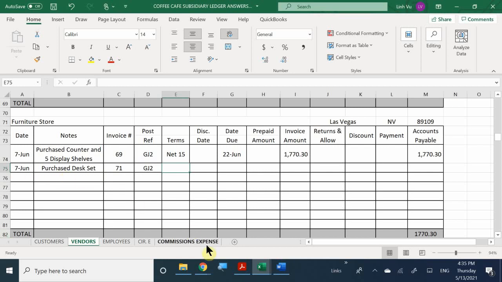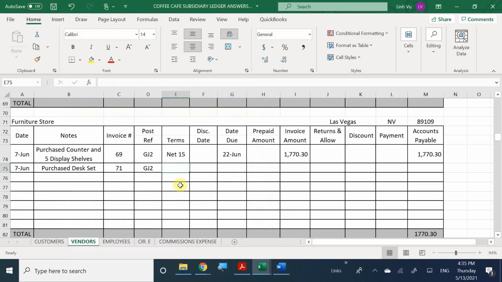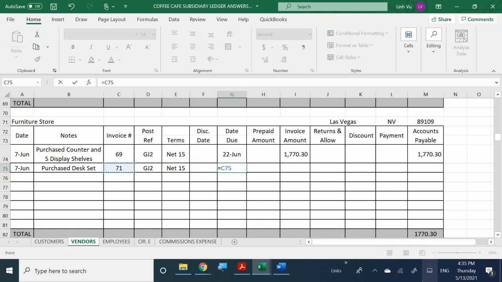And let's take a look. Were we given terms? Net 15. So in this case, I'm just going to copy the line above. Net 15. Right? So therefore, since we solved for the first one, right? You can enter in the formula once again. If we take the date and we're going to add 15 days to this, so therefore, when is this bill due?